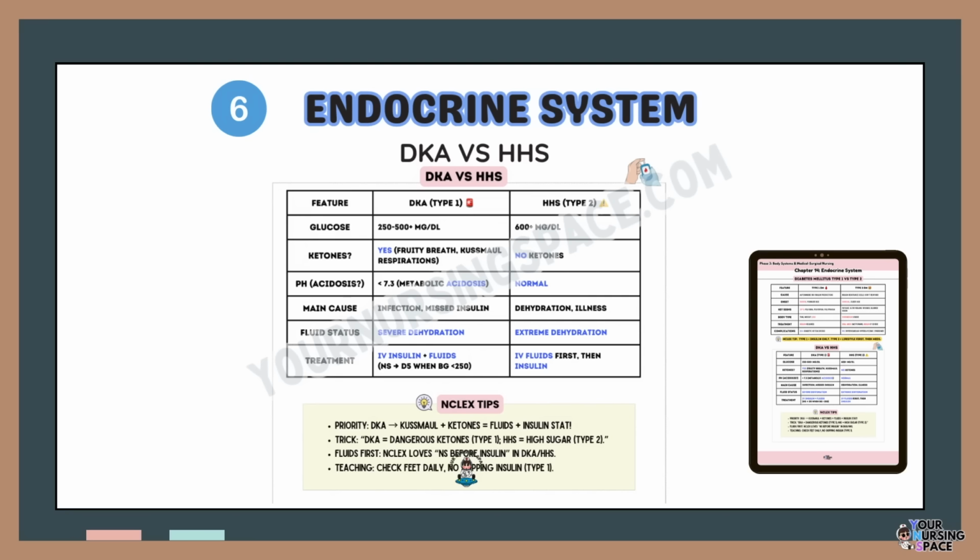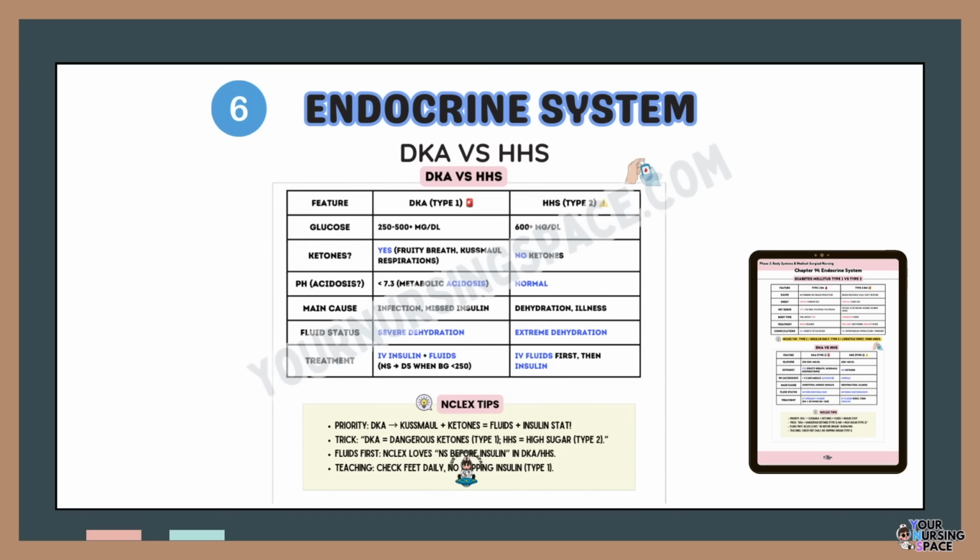When you look at lab values, patients will have glucose over 250 milligrams per deciliter, a pH below 7.3, and positive ketones in the urine. Treatment for DKA follows a simple pattern. IV fluids first, followed by IV insulin, and then careful potassium replacement, since insulin can cause potassium to shift into the cells, leading to dangerously low potassium levels.